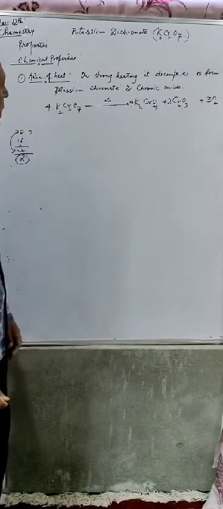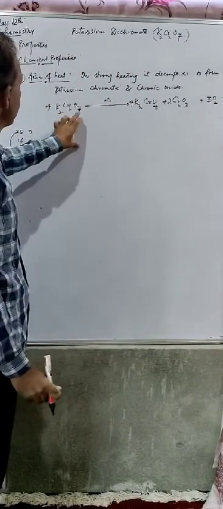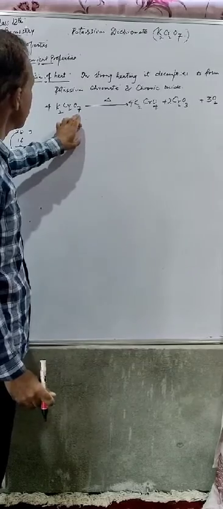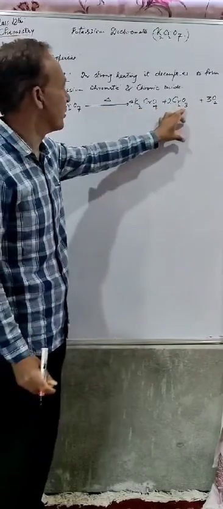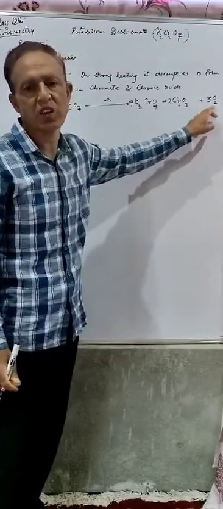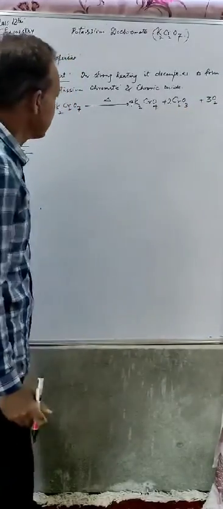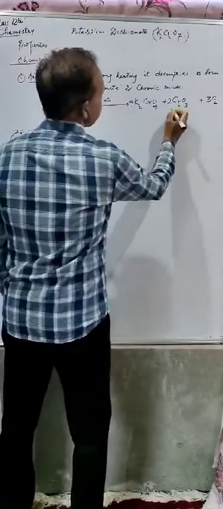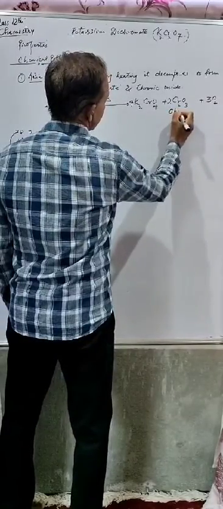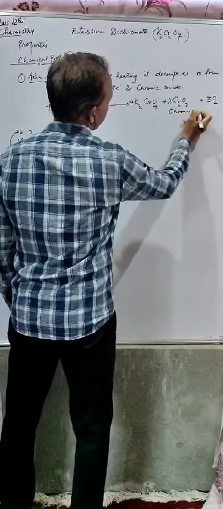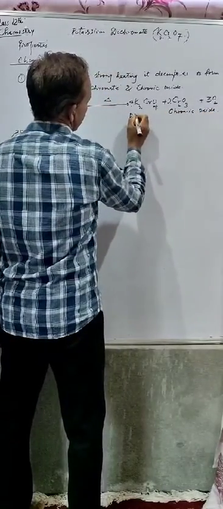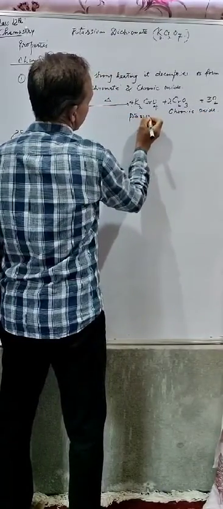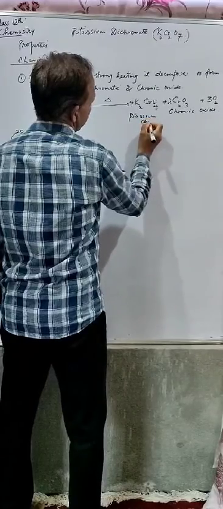So in this way the reaction gets balanced. 4 sevens are 28 times oxygen. On the left hand side we have 16 times and 6, 22 times and 6, 28 times of the oxygen. The reaction gets balanced. This is chromic oxide and this is potassium chromate.